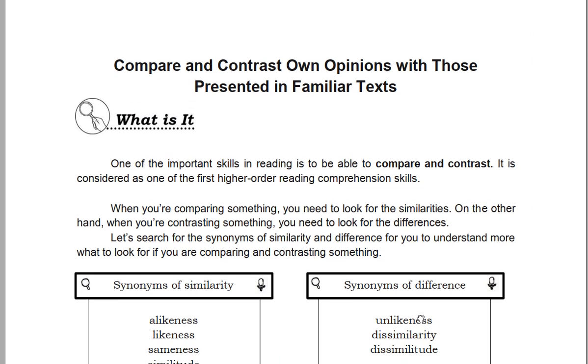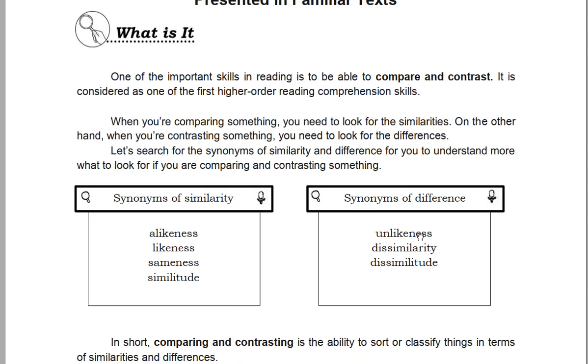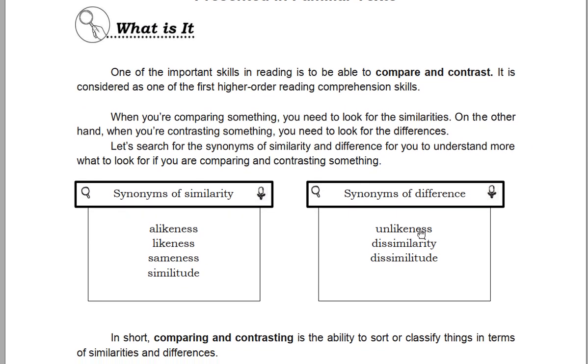Okay. So one of the important skills in reading is to be able to compare and contrast. It is considered as one of the first higher order reading comprehension skills. Class, remember, when you're comparing something, you need to look for the similarities. So compare doesn't mean the difference. If you're looking for the difference, it means you're contrasting.